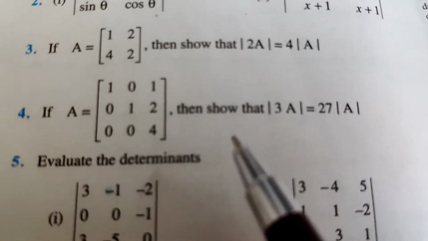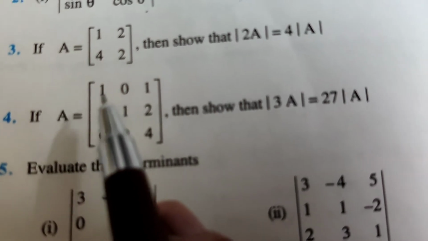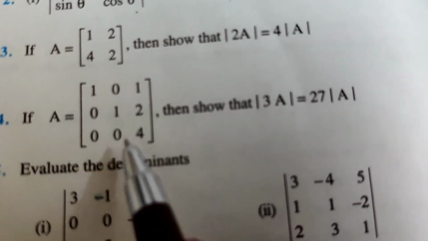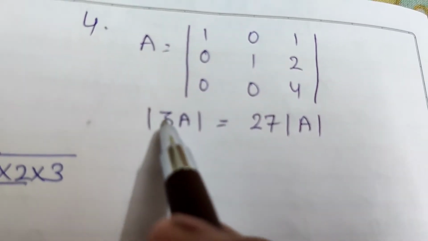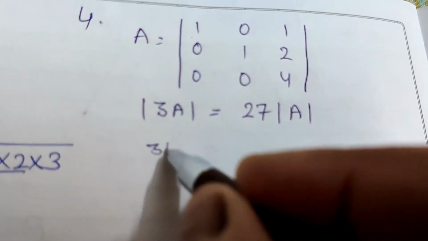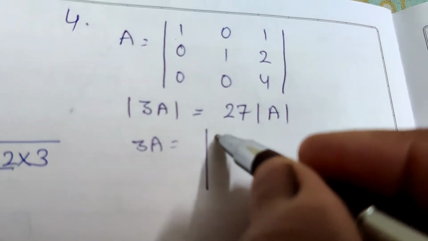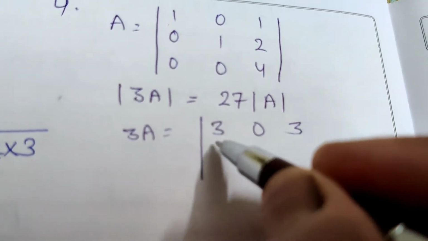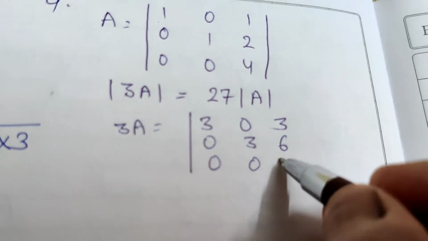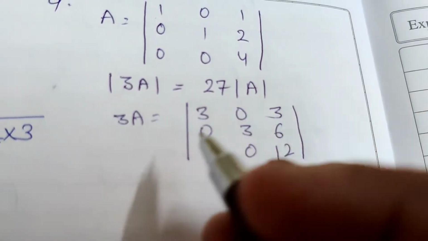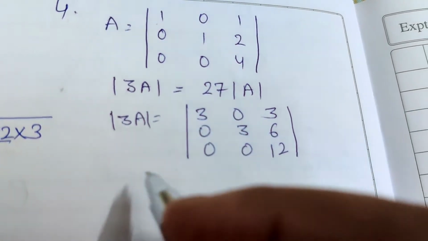The question number 4. If A equals 1, 0, 1, 0, 1, 2, 0, 0, 4, then show that determinant value of 3A equals 27 times determinant A. First multiply 3 in all the matrix. 3A equals 3, 0, 3, 0, 3, 6, 0, 0, 12. Now find the value of this determinant.